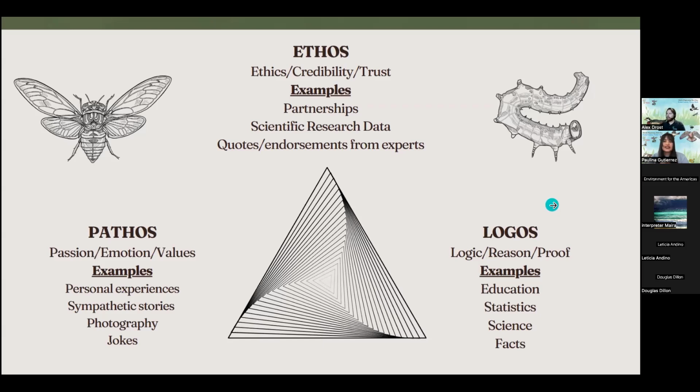And for logos, that's logic, reasoning, and proof. That appeals to the audience's reasoning. So this incorporates storytelling through logical reasoning by presenting facts, pictures, or evidence that support your message. So combining ethos, pathos, and logos creates emotional, trustworthy storytelling with logical reasoning that makes your content more persuasive and just more impactful altogether.